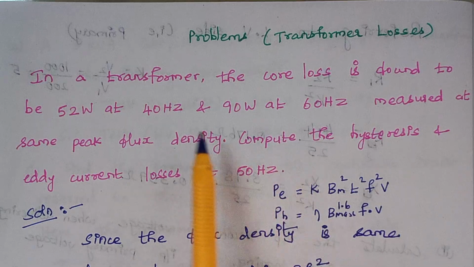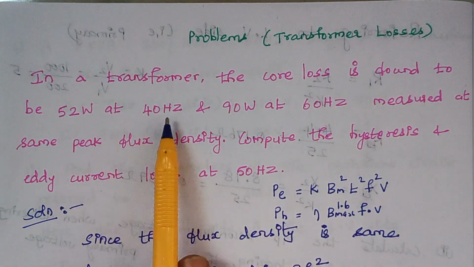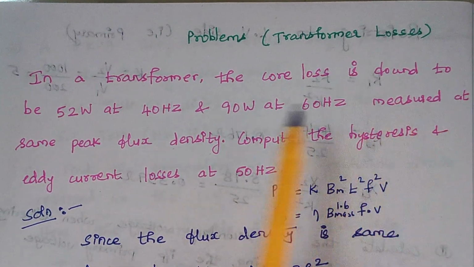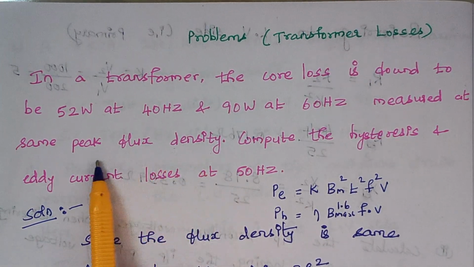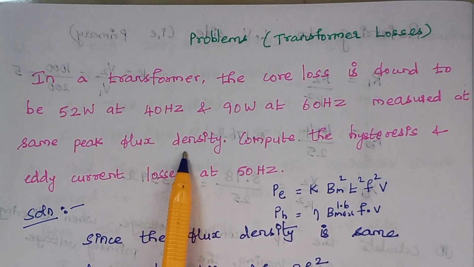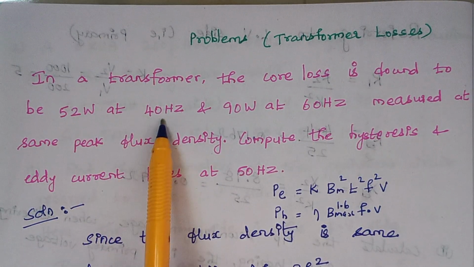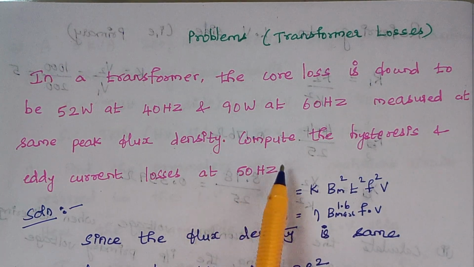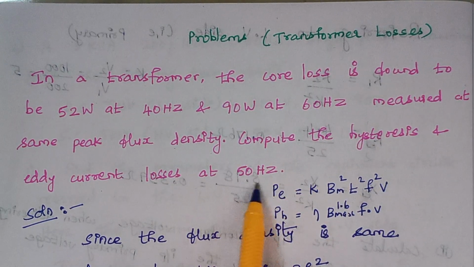So problem 1. In a transformer, the core loss is found to be 52 watts at 40 Hz and 90 watts at 60 Hz, measured at the same peak flux density. So here you see the flux density remains the same and the loss is found to be 52 watts at 40 Hz and 90 watts at 60 Hz. Now we are going to find the value of the eddy current loss and hysteresis loss at 50 Hertz.